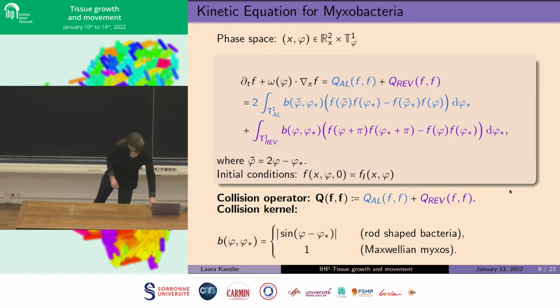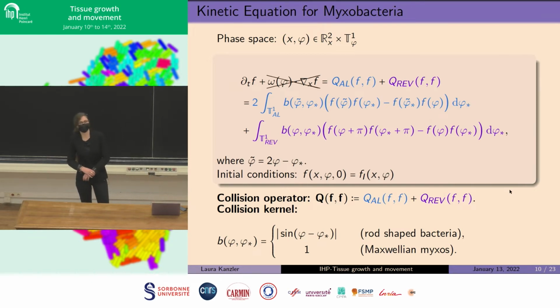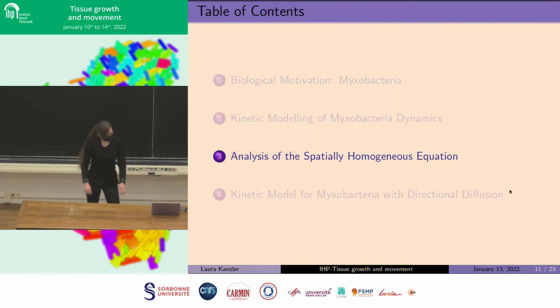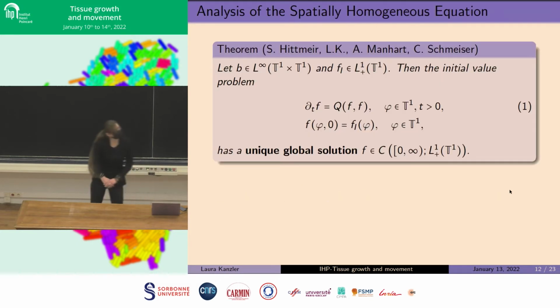But what we can say is something about the spatially homogeneous case of this equation, meaning that we assume bacteria spread equally in space, but just alter their direction of movement. And indeed, for this, we have an existence result. For any bounded collision kernel, remember the two collision kernels we are interested in are both bounded by 1, we have existence of a unique global solution in L1.